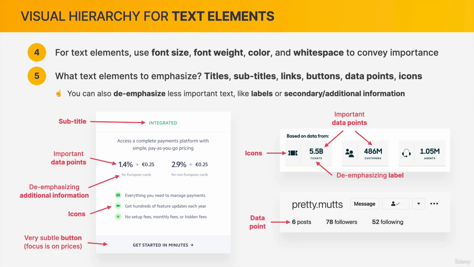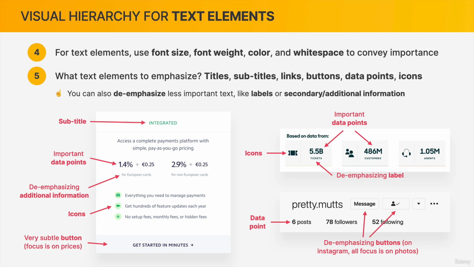Then here, again on Instagram, there is a data point, and then these buttons here are actually really noticeably de-emphasized. And the reason for that is that Instagram doesn't want to take any attention away from the photos. That's also why the mobile application is completely white, basically, except of course for all the pictures.